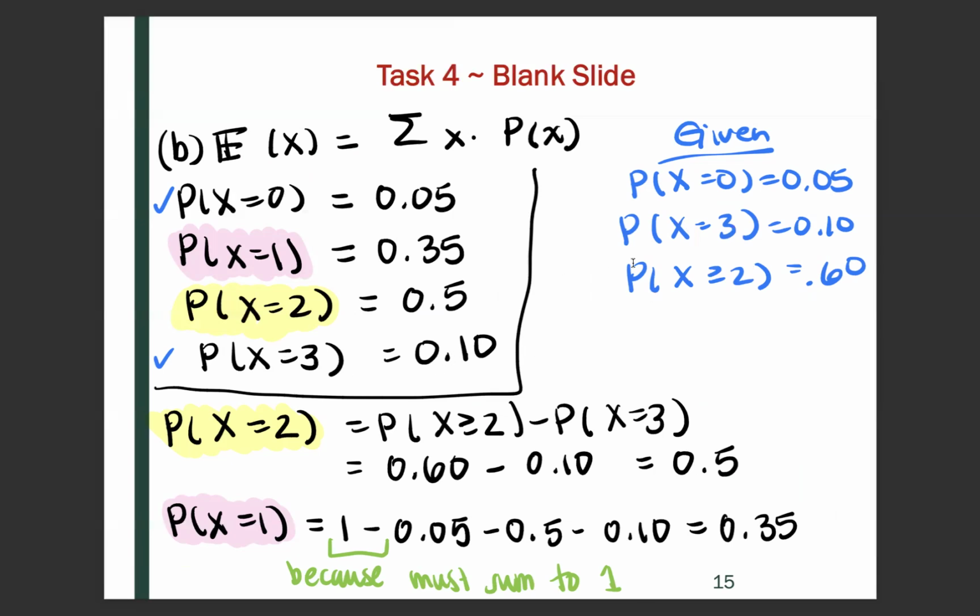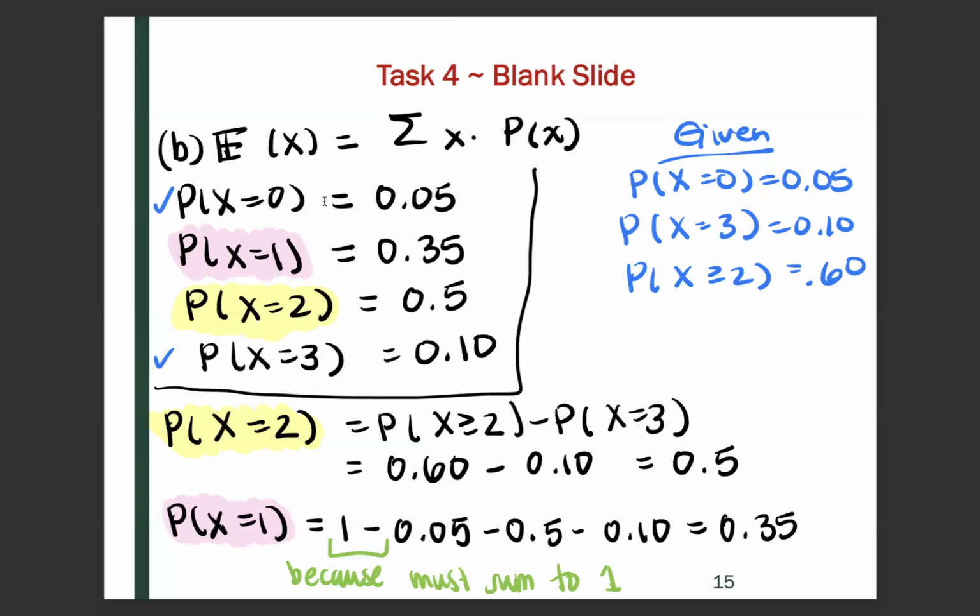But now we need to use this information to find the probability that x equals 1 and the probability that x equals 2. So let's first look at the probability that x equals 2. So that's going to equal the probability that x is greater than or equal to 2 minus the probability that x equals 3. And so we were given both of these. So the probability that x is greater than or equal to 2 is 0.6. And the probability that x equals 3 is 0.10. So if you simplify this, you get 0.5 as the probability that x equals 2.